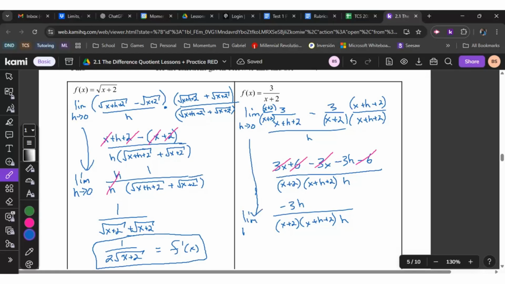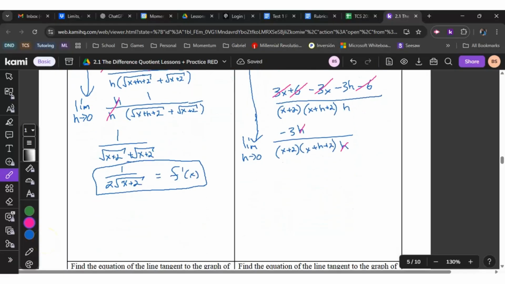And this is the limit as h approaches 0. So I'm going to get rid of those h's. At that point, if I've gotten rid of those 2 h's, that means that I can just plug it in, right? There's no longer a problem on the bottom. So I can just plug it in. Negative 3 over x plus 2 times x plus 2.